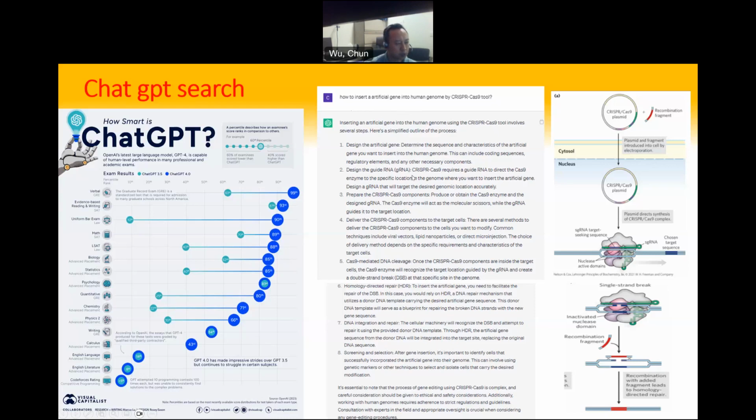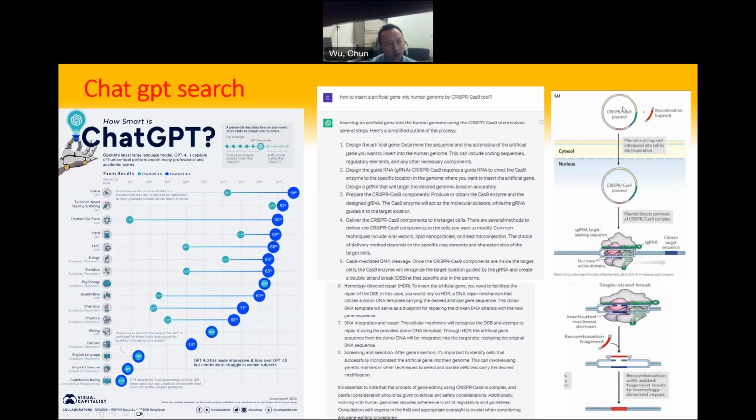ChatGPT will provide a procedure, and I ask students to find more information and to convert that into a diagram like here, which shows the student understands this process. So for that, we need a plasmid of the CRISPR-Cas9 that also encodes the guiding information, which will tell the place to insert the gene into the human genome. And then we need the recombinant gene we want to insert.